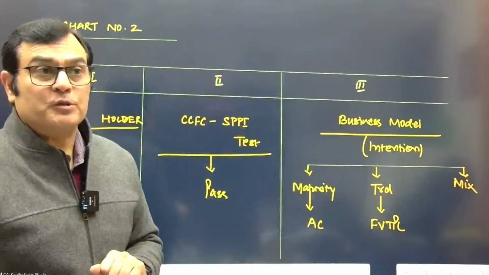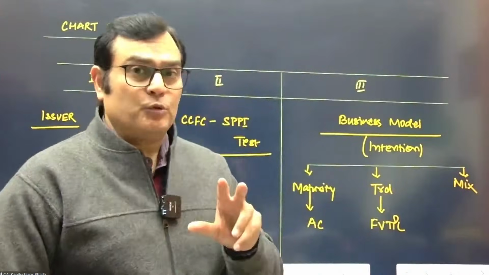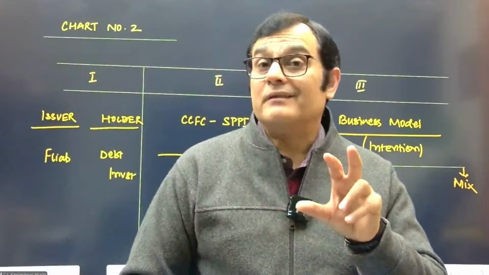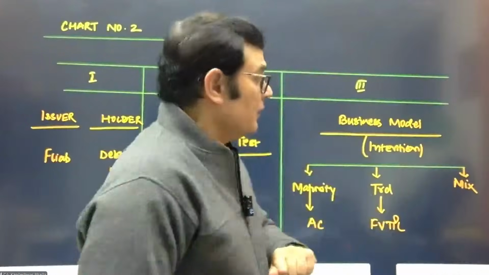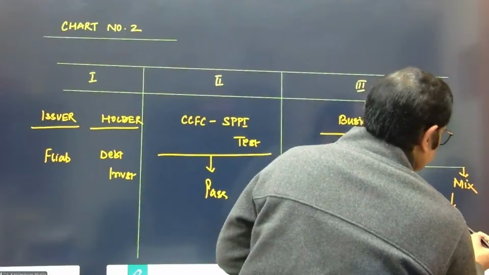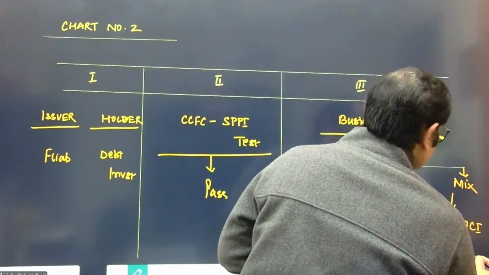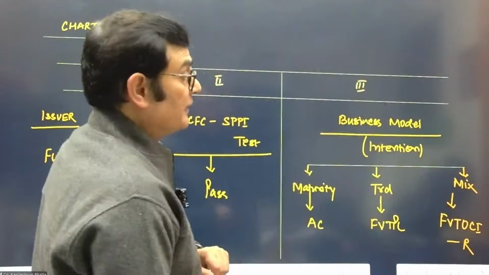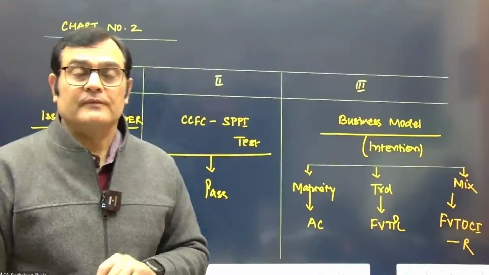And if it is a mix, it becomes in between the two, which means the risk is there, but not that high. So in this case, we'll end up considering FVTOCI. And in terms of debt, it is always a case of reclassification.